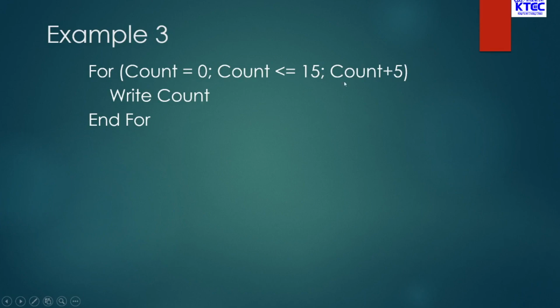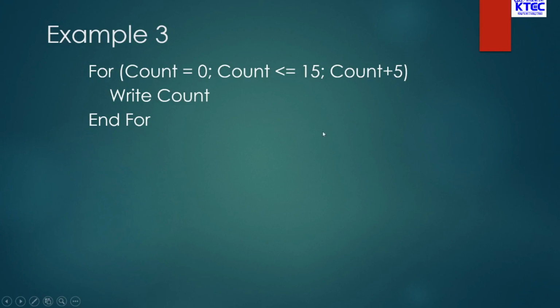It will loop, and then it will add 5 to 0. Then it will display what? 5. Before it displays, it will check whether 5 is less than or equal to 15. Yes. Then in the next iteration, 5 will be added to 5 again to make it 10. Then it will check 5 is less than or equal to 15. Yes, so it displays 10.